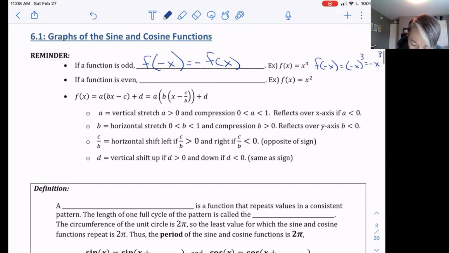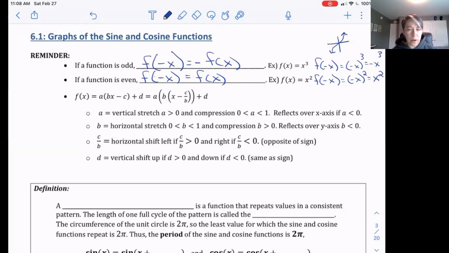And notice if we were to graph that odd function, it looks something like this. If a function is even and we plug in an opposite input value, we would get the same y value as f of x. A perfect example of that, again, is x squared. If we were to plug in the opposite of that input value and square that negative, we get the original function back, x squared. And again, an even function is symmetrical about the y-axis.